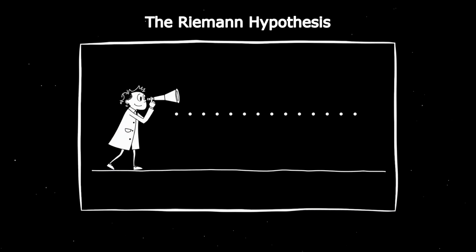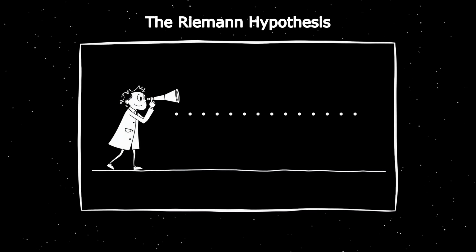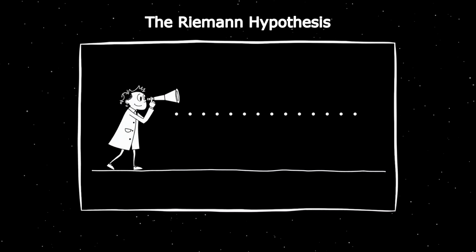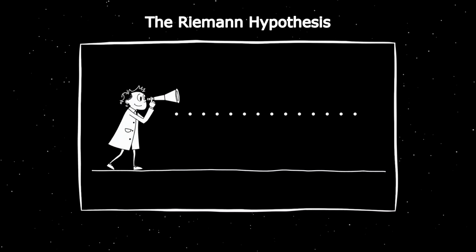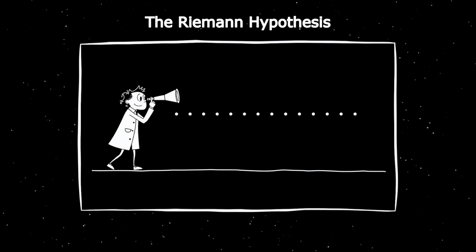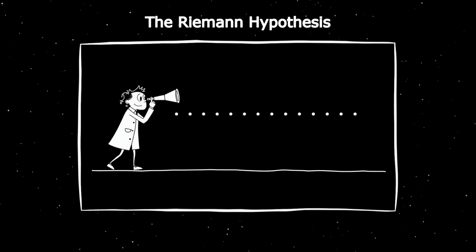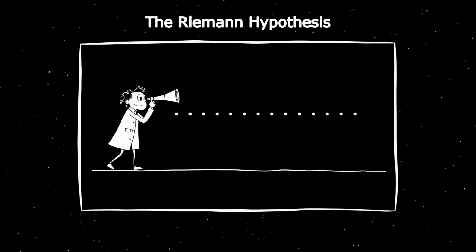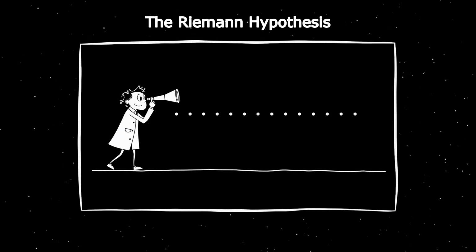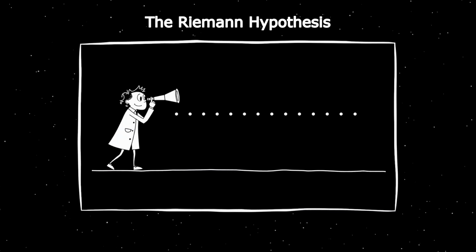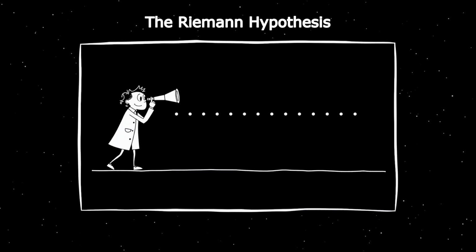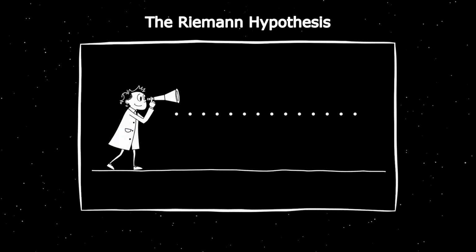The Riemann hypothesis is one of the most famous and long-standing unsolved problems in mathematics. It revolves around the Riemann zeta function, a complex function that encodes fascinating properties of numbers, particularly primes. At its core, this hypothesis proposes a deep connection between the distribution of prime numbers and the zeros of this function. To understand the Riemann hypothesis, we first need to delve into what prime numbers are.